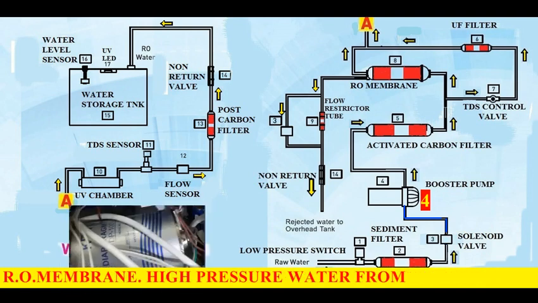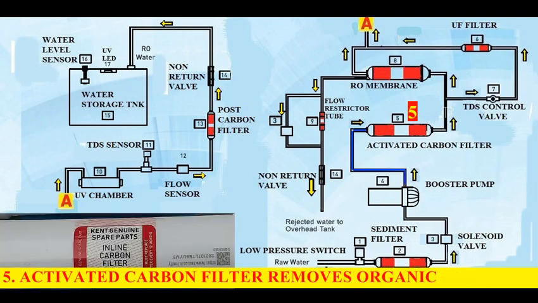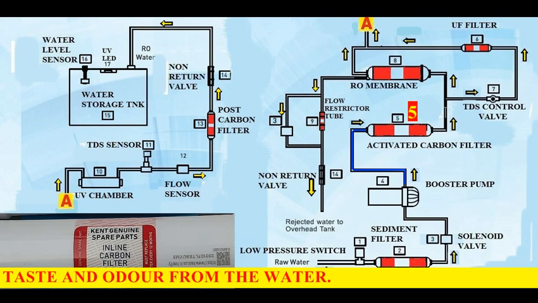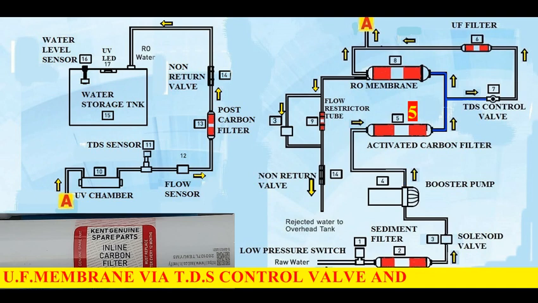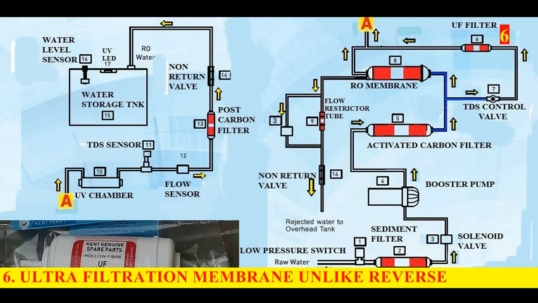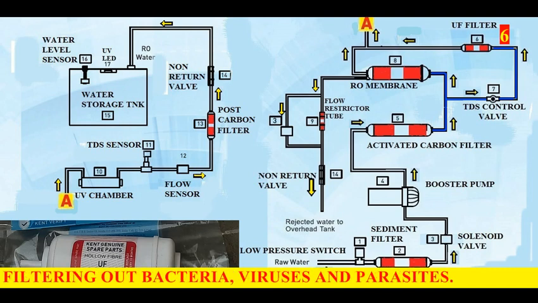High pressure water from booster pump flows into activated carbon filter. Number 5, activated carbon filter removes organic compounds like chlorine, particulate matter, taste, and odor from the water. Water from carbon filter splits and flows to U.F filter via TDS control valve and the other to R.O membrane. Number 6, ultrafiltration filter, unlike reverse osmosis, retains minerals in the water, while filtering out bacteria, viruses, and parasites.